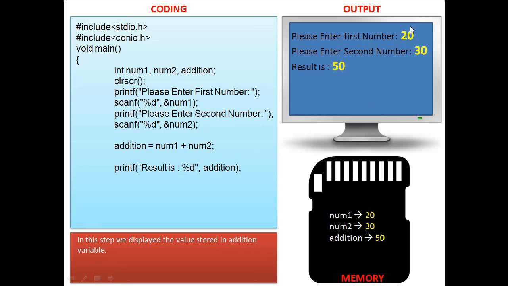So in this way we created this program. First we took input from the user for num1, then we took the second variable's value num2, 30, and we added those variables and stored the output in the addition variable, and then displayed the value of the addition variable on the screen like this. So in this way this program is created.